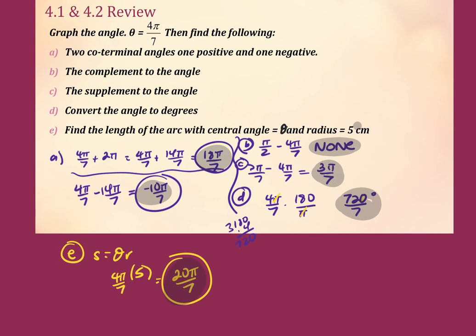You're not stupid. All right, number one. So number one is here, or A, sorry. 2 coterminal angles. Most of you got this right. Add the 2 pi to get a positive. Subtract the 2 pi to get the negative. So 18 pi over 7 and negative 10 pi over 7.